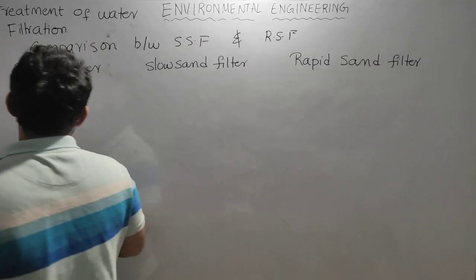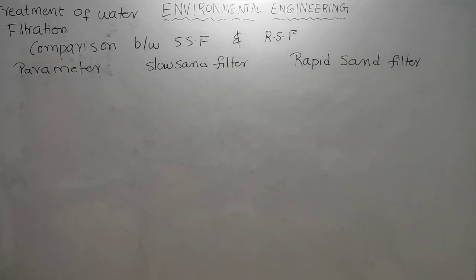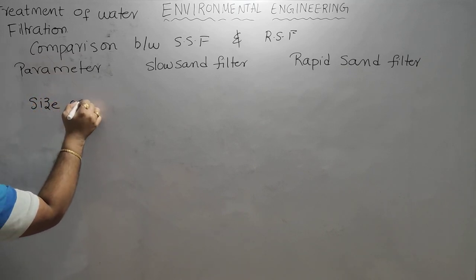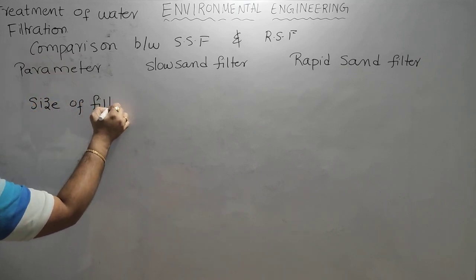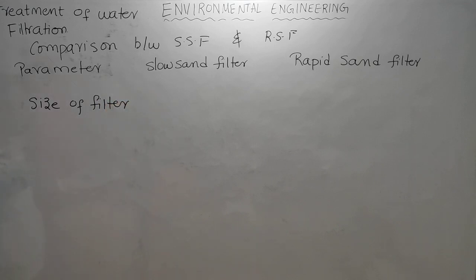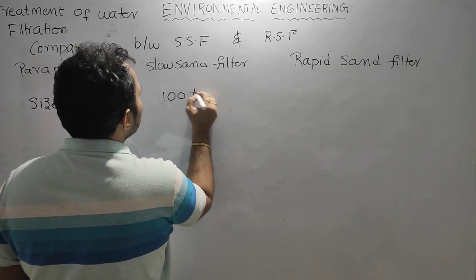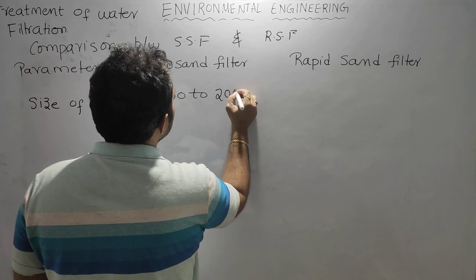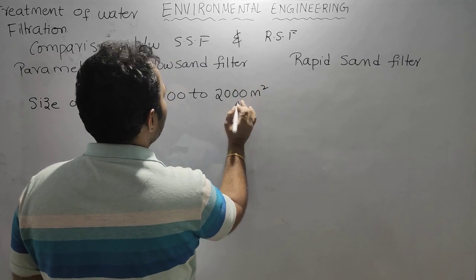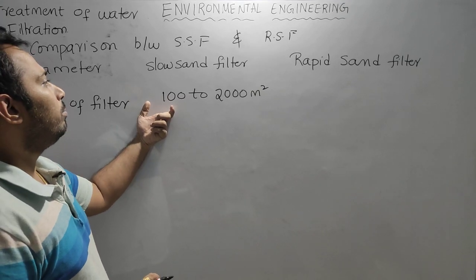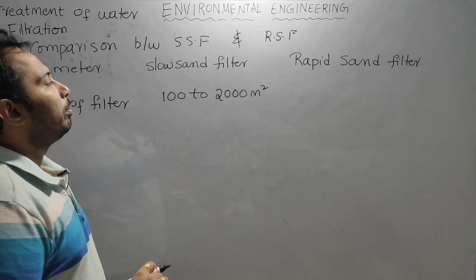So let us start with the first property, that is size of the filter. The slow sand filter, as I already told you, ranges from 100 to 2000 meter square. Earlier I told you 200, it's not 200, it is 2000. It ranges from 100 to 2000 square meters.